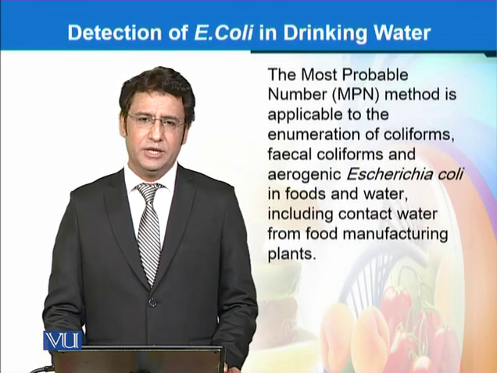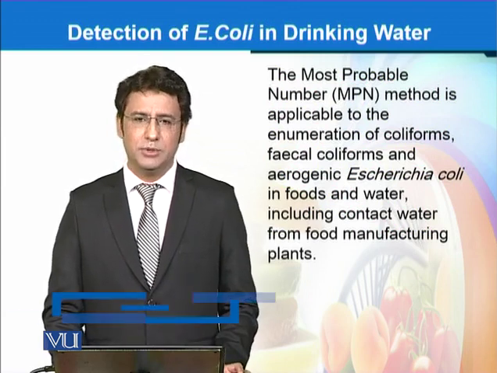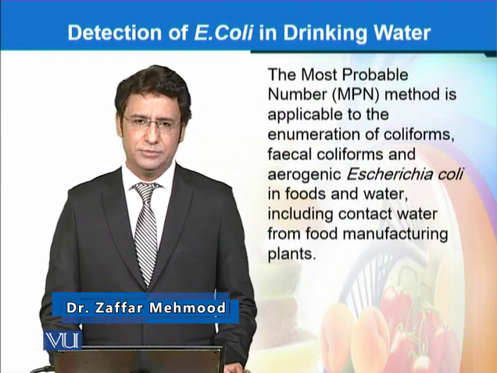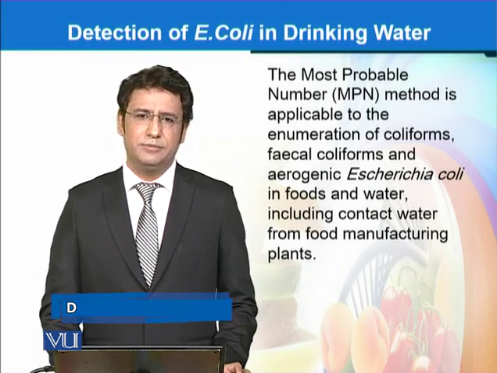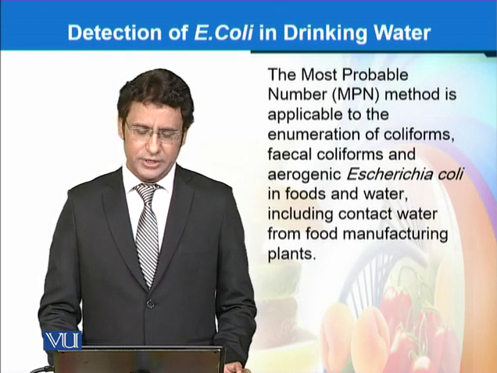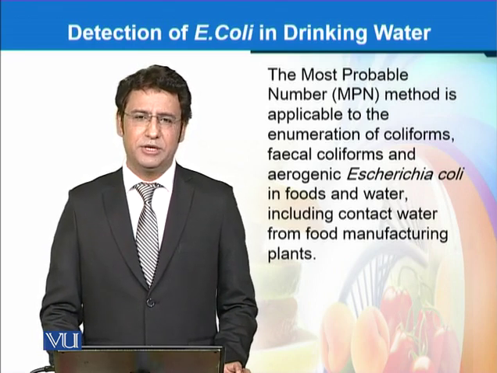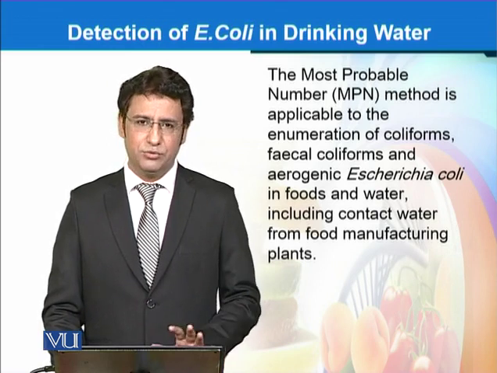The method that we are discussing here is most probable number, that can enumerate the coliforms or fecal coliforms or aerogenic E. coli. By aerogenic, I mean gas producing E. coli in food, especially in water, that may be coming from any source, for example, the source from processing of any food as well.